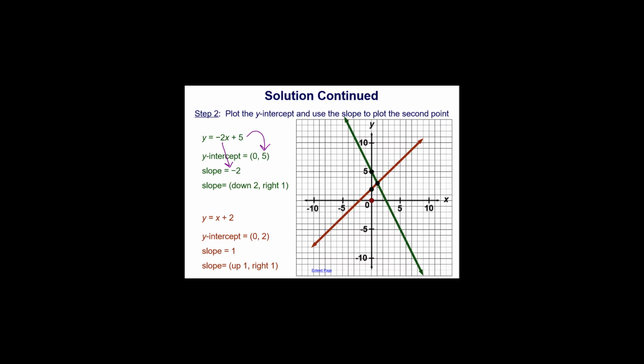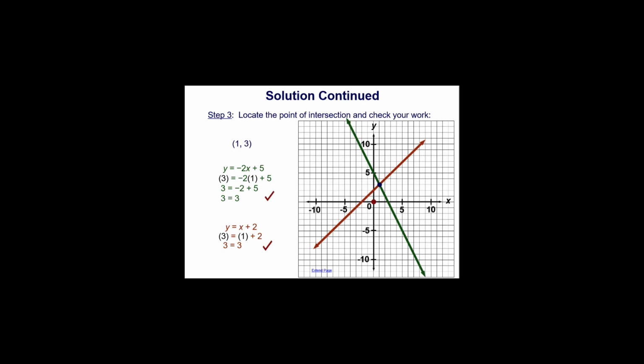We have y equals x plus 2, so it's very easy to see the y-intercept of 0, 2 from b, and the coefficient of x telling us the slope of m equals 1, so that tells us to go up 1, right 1 from 0, 2, and then we have our system.